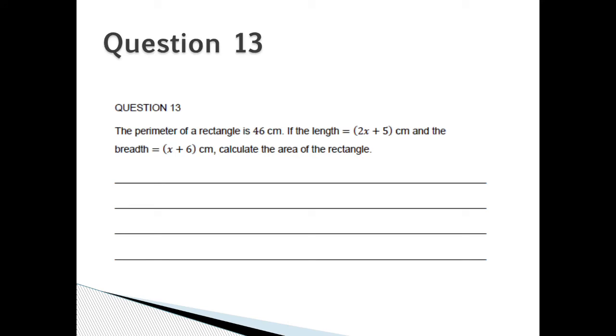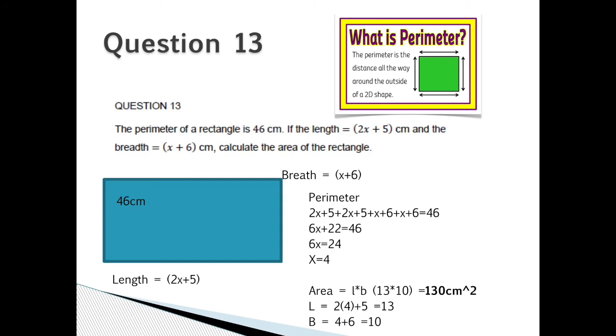Question 13. The perimeter of a rectangle is 46 centimeters. If the length is equal to 2x plus 5 centimeters and the breadth is equal to x plus 6 centimeters, calculate the area of the rectangle. Firstly, it's important to know what perimeter is. The perimeter is the distance all the way around the outside of a 2D shape. You also need to understand what a rectangle looks like. It has a length and it has a breadth.